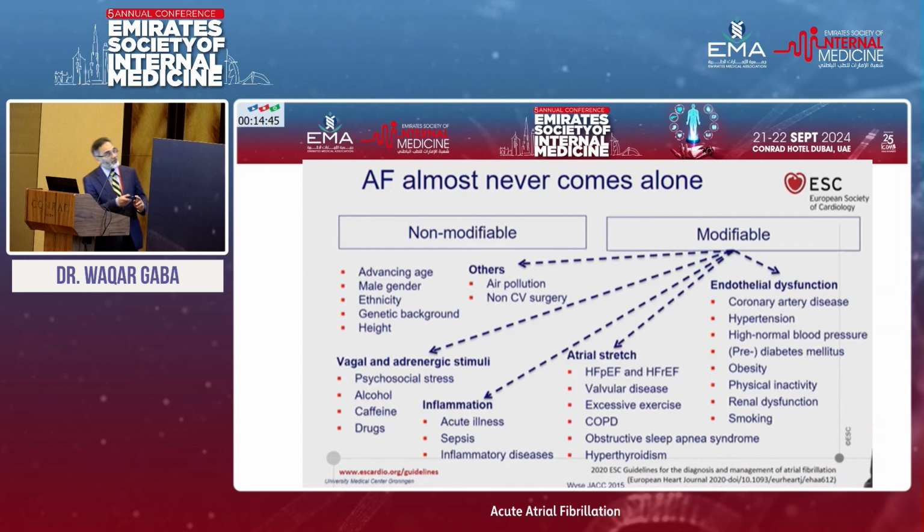We have divided them into, you have things like vagal and adrenergic stimuli, like alcohol and caffeine. You have atrial stretch with heart failure or HFpEF. You have inflammation like acute illness or sepsis, or maybe you might be having inflammation while waiting for the lunch, or endothelial dysfunction. So there are several ways that AF can come.